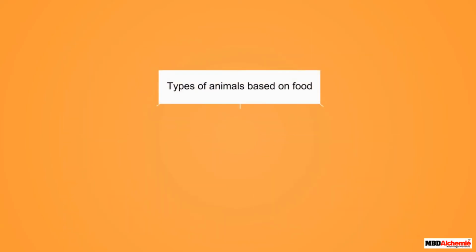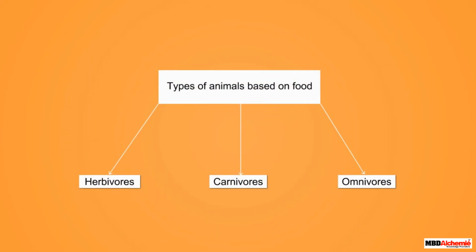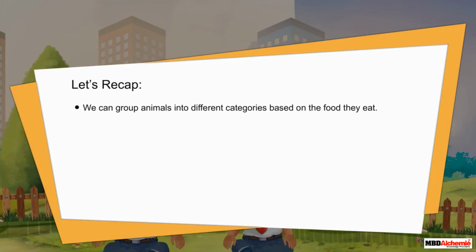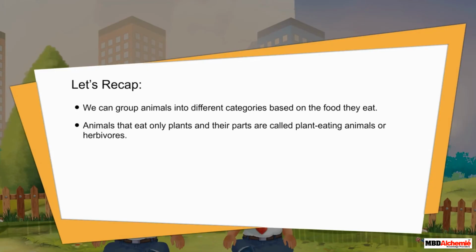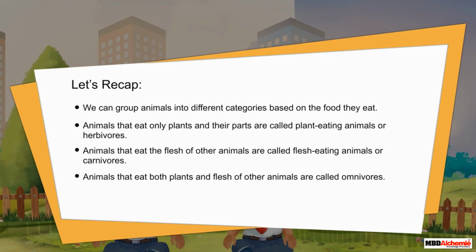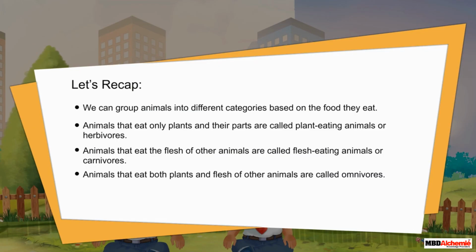So kids, now you know how we can group animals on the basis of their food. Now, let's recap. We can group animals into different categories based on the food they eat. Animals that eat only plants and their parts are called plant-eating animals or herbivores. Animals that eat the flesh of other animals are called flesh-eating animals or carnivores. Animals that eat both plants and flesh of other animals are called omnivores.